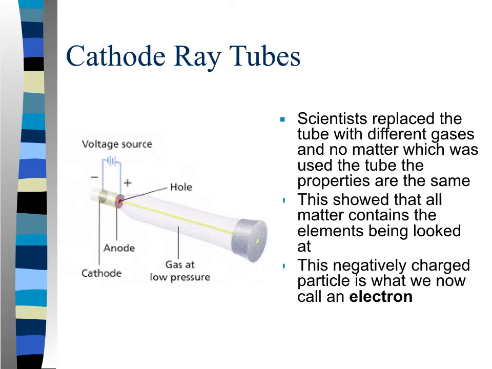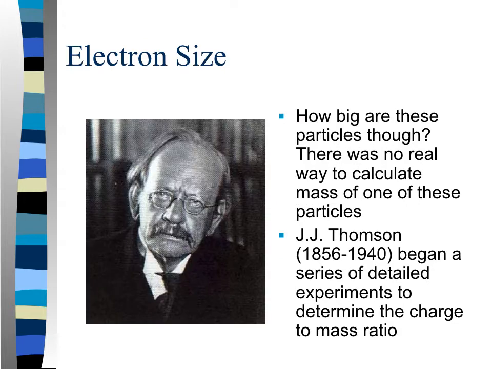All right, so scientists replaced the tube with different gases, and no matter which one they used, the properties were always the same. So this showed that matter contains the elements being looked at, and two, that negatively charged particles is what they saw, and now we call those electrons. All right, so how big is an electron? There was no way for them to calculate it when they first discovered that they existed.